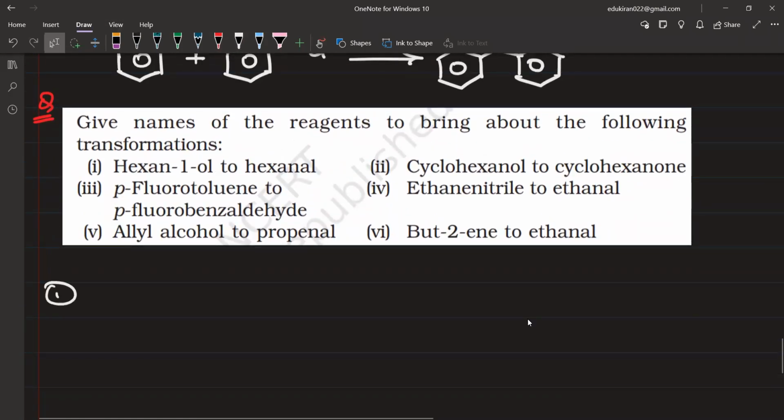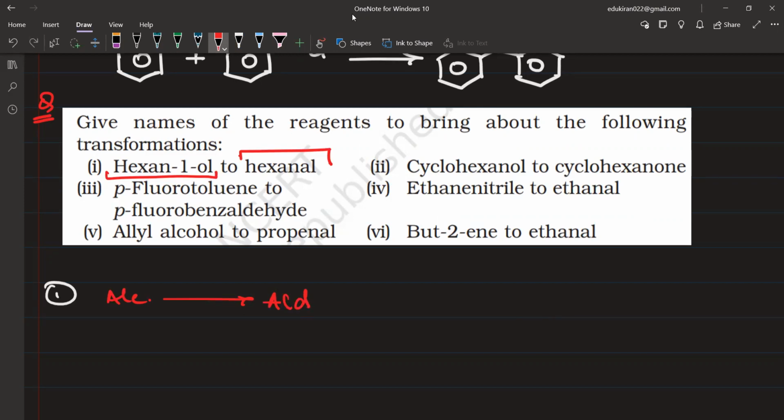See, for the first one, what class of compound is this? Is it carboxylic acid? Is it amine? Is it alcohol, aldehyde, ketone? Alcohol. And alcohol, we are converting to what class of compound? The aldehyde. So what reagent should we use from alcohol to aldehyde? The PCC. Very good.